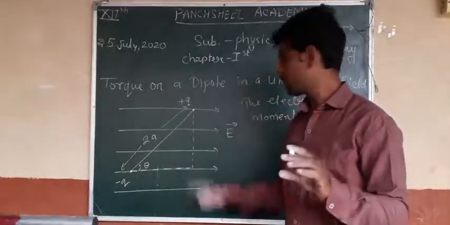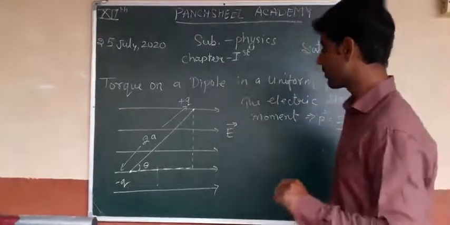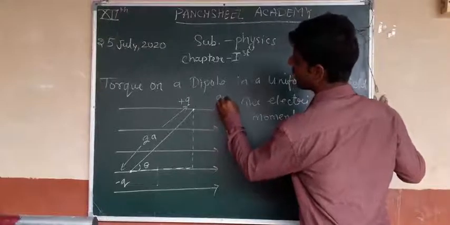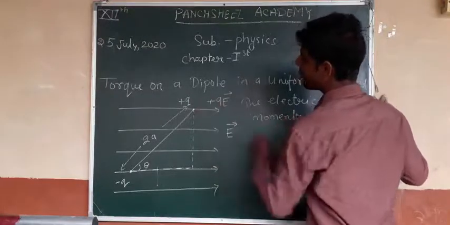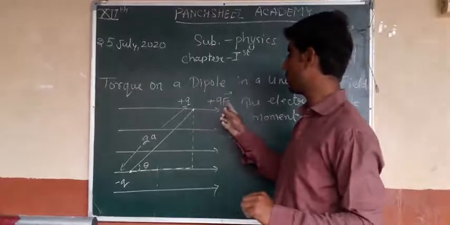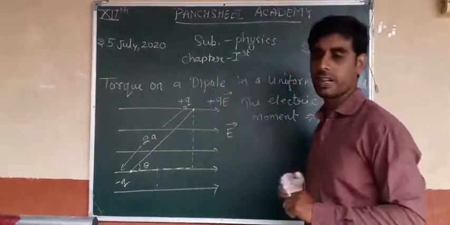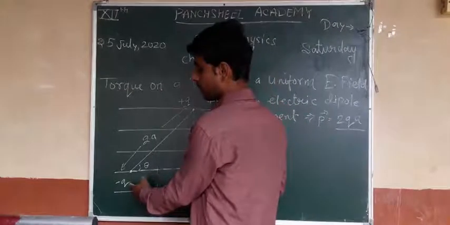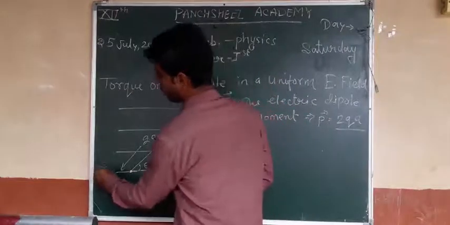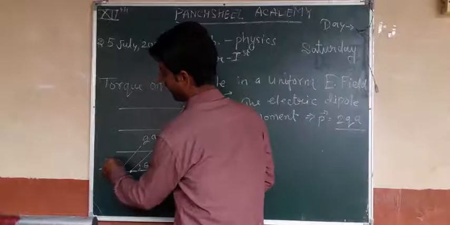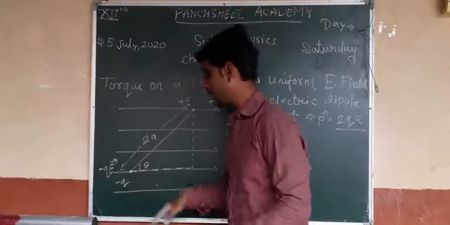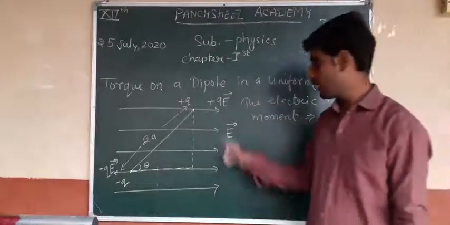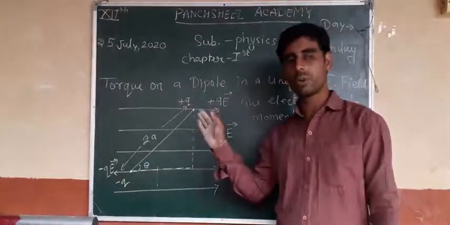What is the value of the force? The force due to this plus q charge is qE, in this direction. And the force due to this charge is minus qE, in the opposite direction. This is the value of the electrostatic force.